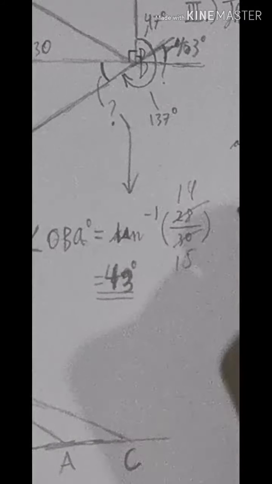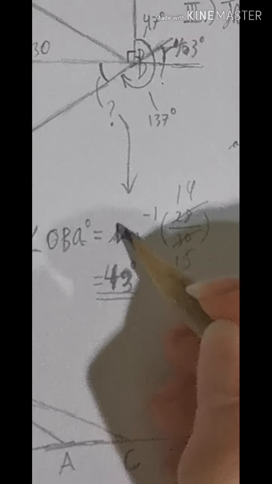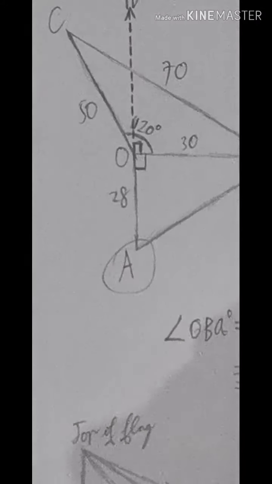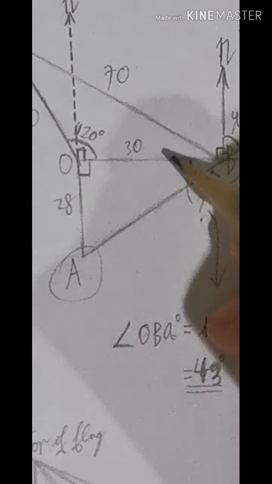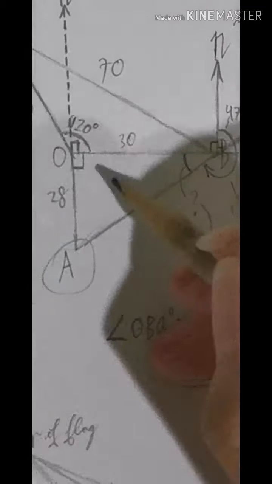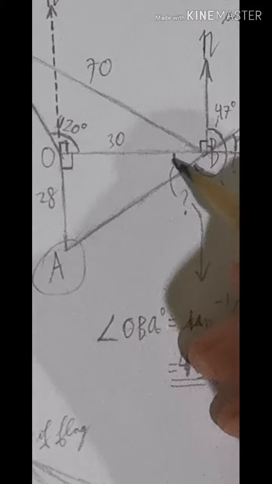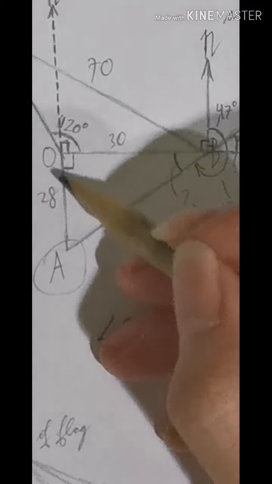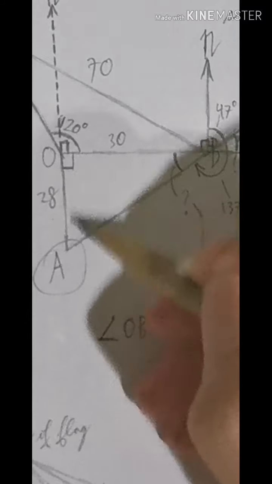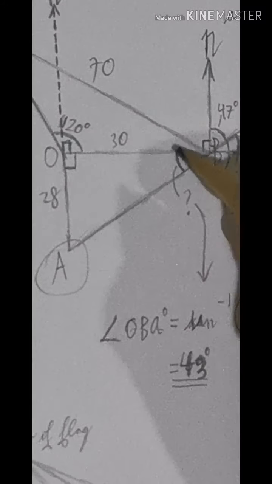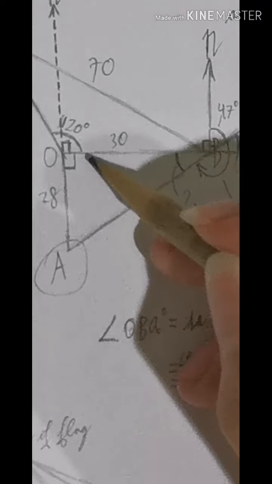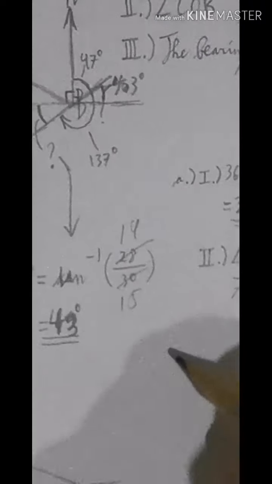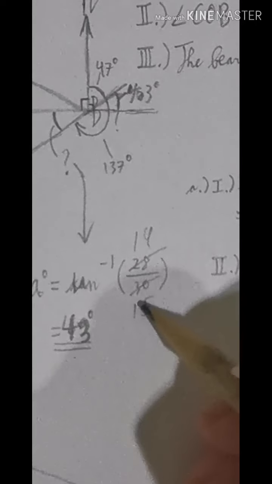Now, why did I use 28 over 30 with the tangent function? It's because, if you see here, 30 or OB is adjacent to angle OBA, and OA is the opposite of angle OBA. The formula for tangent is opposite over adjacent, which is why I used 28 over 30. You can simplify using 14 over 15.